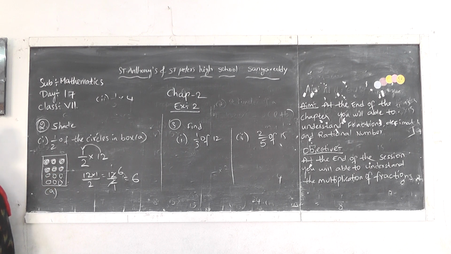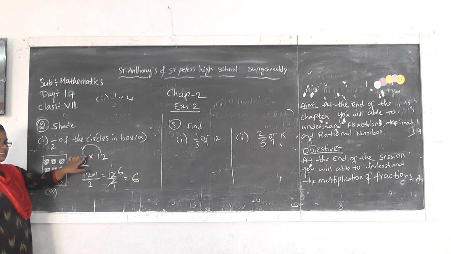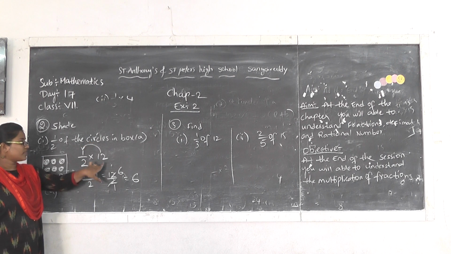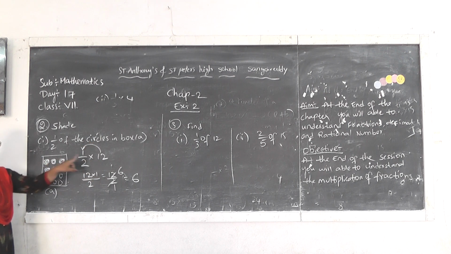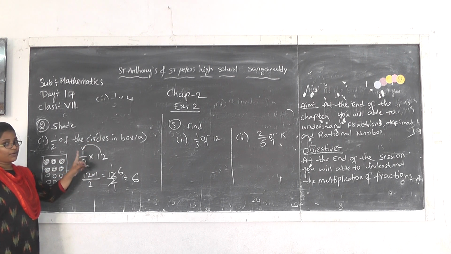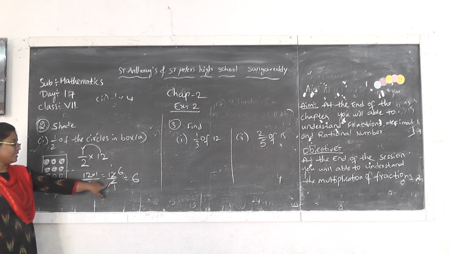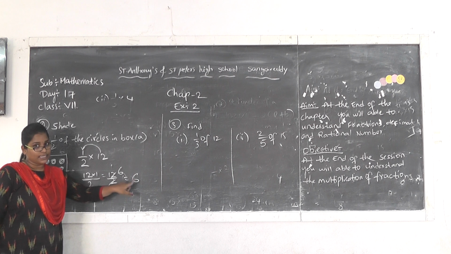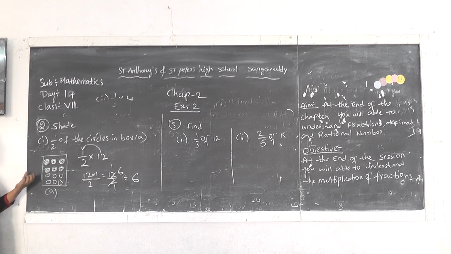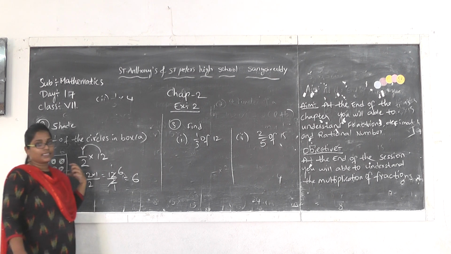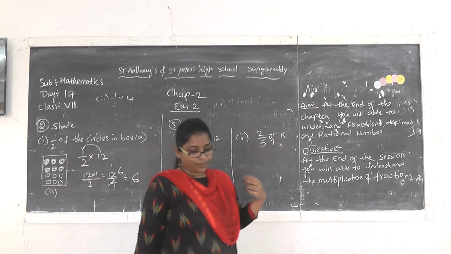Are you able to understand? First, 1 by 2 of indicates multiplication into the circles in a box. How many circles are there in a box? You have to count and write. So what do we have to do? 12 ones are 12 by 2, denominator as it is. 2 sixes are 12. So what is the answer? 6. So we have to shade the 6 circles in the given box. Okay, next.